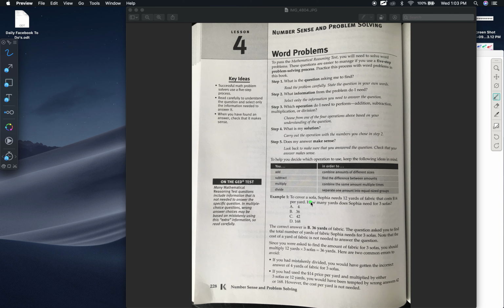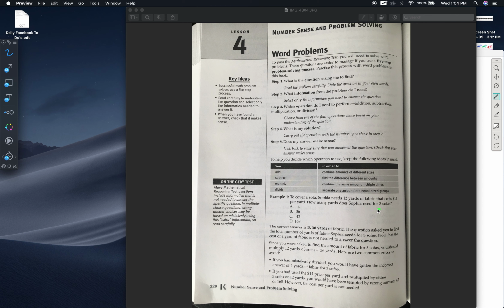To cover a sofa, Sophia needs 12 yards of fabric that costs $14 per yard. How many yards does Sophia need for 3 sofas? I recommend you pause the video before all of these to see if you can figure it out yourself. And if not, I'm going to go ahead and explain what it is. Again, to cover a sofa, Sophia needs 12 yards of fabric that costs $14 per yard. How many yards does Sophia need for 3 sofas?